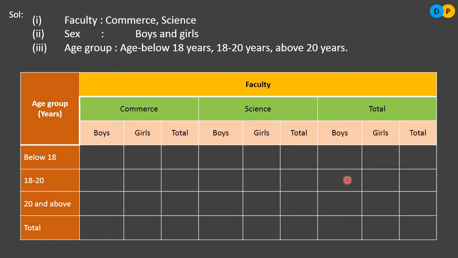Similarly, if I want to know the strength of girls below 18 years, belonging to both commerce and science, then the data is available here. Similarly, boys and girls added together, this data will be present in this particular cell. So this cell will indicate the total number of students below the age of 18 years. This is how we are going to create a blank table.